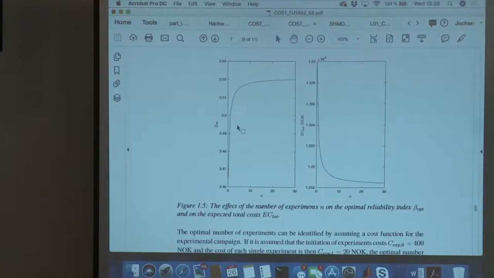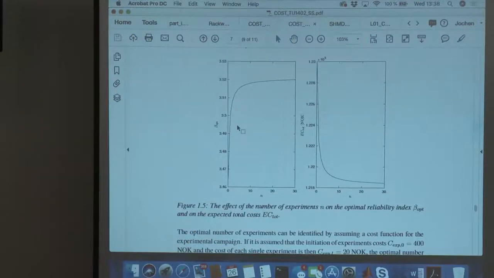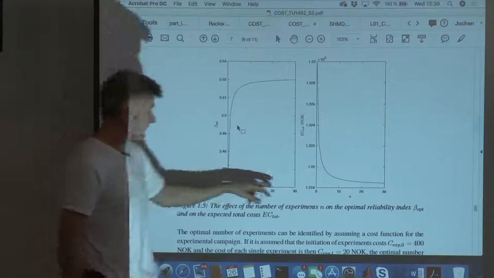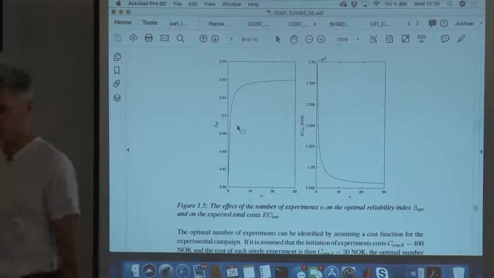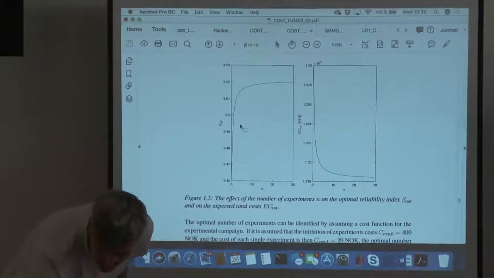So if the experiments would come at no cost, there's nothing to argue against making a lot of experiments, right? And then we would in some way converge to the situation where we have an exact probabilistic description of a sample, of a subset of this population, with a standard deviation of 20 megapascal. But as the experiments come at a cost, we might also use this relationship in order to find an optimum. So this is done here in the text. You can read it in your document.